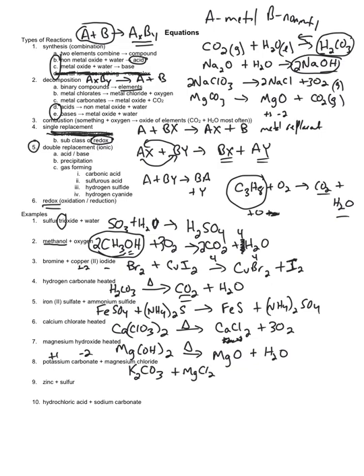Magnesium chloride. Magnesium is +2. It's group 2. Chlorine is a -1. It's a halogen. So we need a 2:1 ratio. Again, the negative ions are different, so this is a typical double replacement. The magnesium and the potassium are going to switch positions. We're going to get potassium chloride.